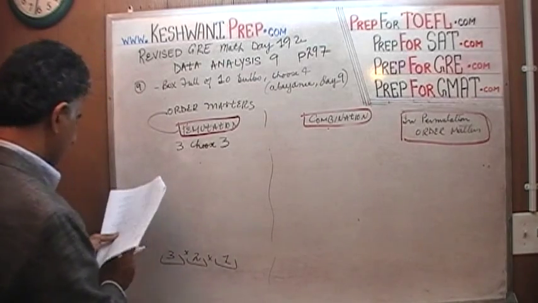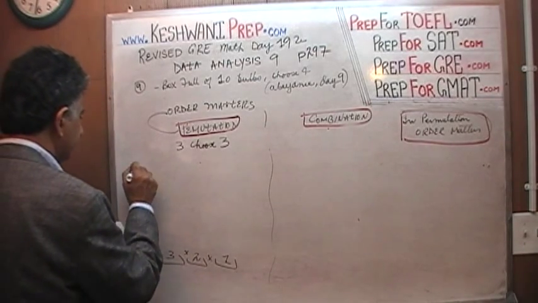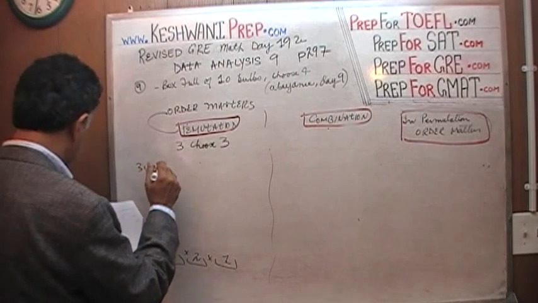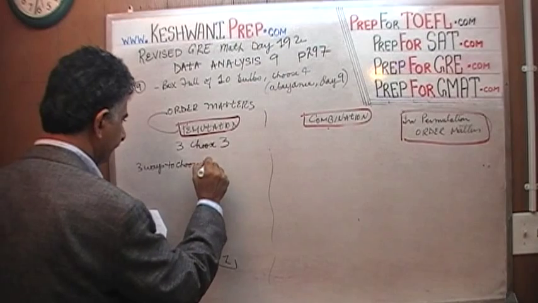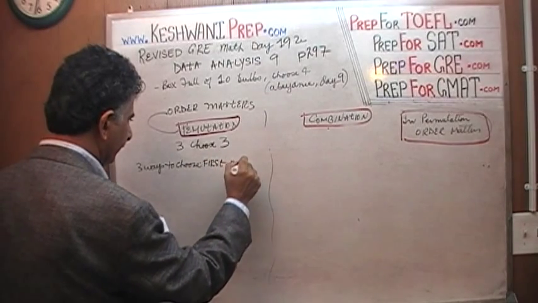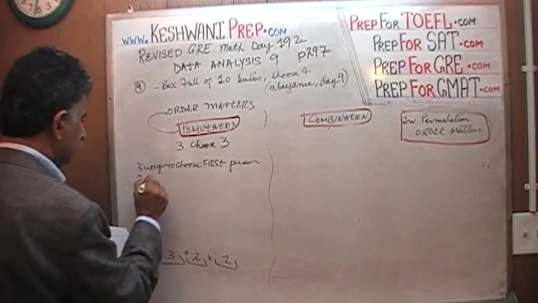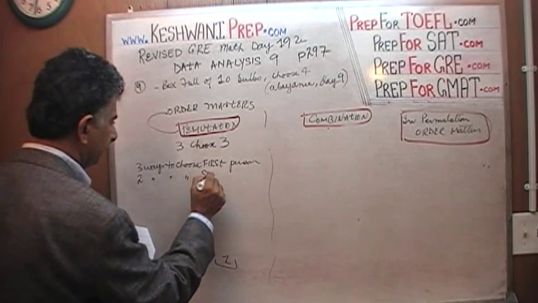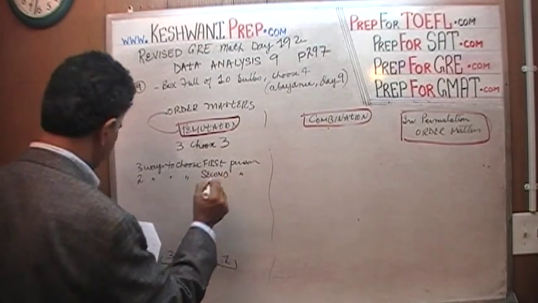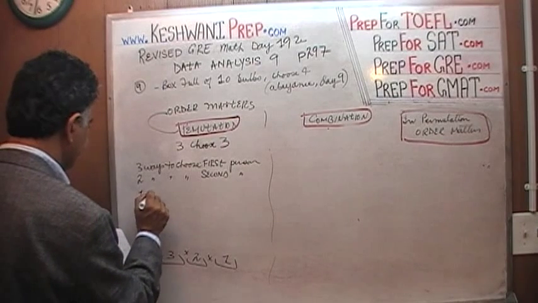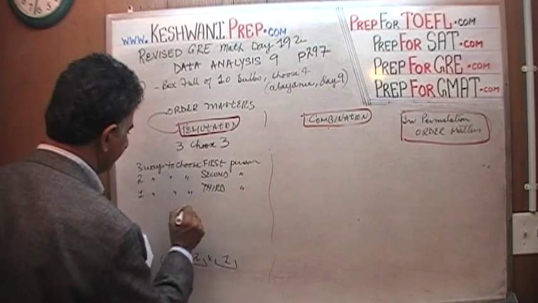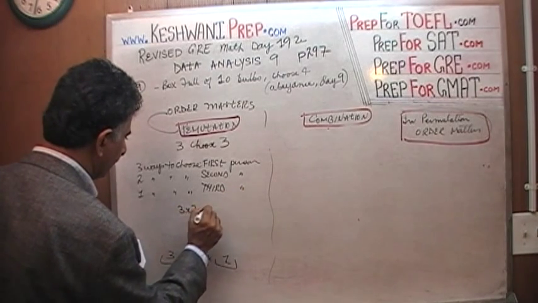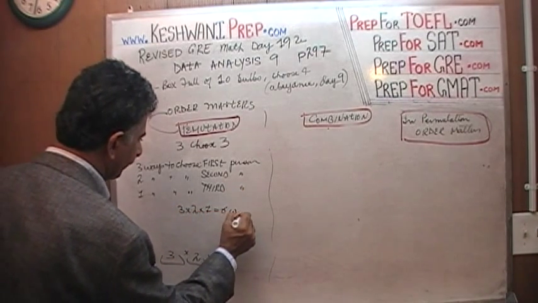You see? Keep listening. As I said, 3 ways to choose the first person. There are 2 ways to choose the second person. And finally, there is 1 way to choose the third person. There are 3 times 2 times 1, 6 ways.